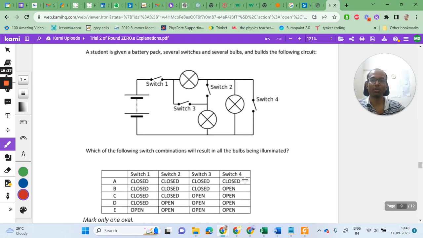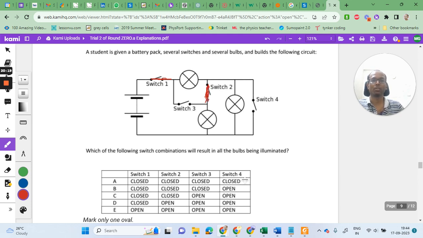Okay. Now in this question, you have to find which combination will result in both bulbs being illuminated. So if you don't close this switch one, current will not go into the rest of the circuit. So this has to be closed, and if you close this, then it will short circuit this bulb. So current will not flow through this. So current takes the path of least resistance. So this should be open, and if you want this one to glow, this circuit has to be closed.